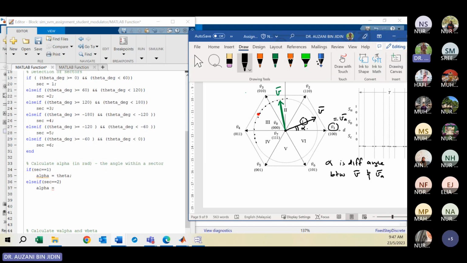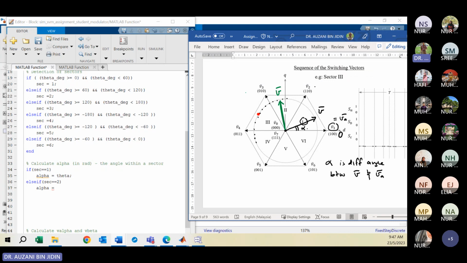Here you have 0 in radian, the V1 angle is 0. What is the V2 angle? Pi per 3, right? Pi per 3 is 60 degrees, since 180 divided by 3 is 60. For V3, 2 pi per 3. For V4, positive pi, or at the boundary here minus pi. Here will be minus 2 pi per 3, and minus pi per 3 for 60 degrees.